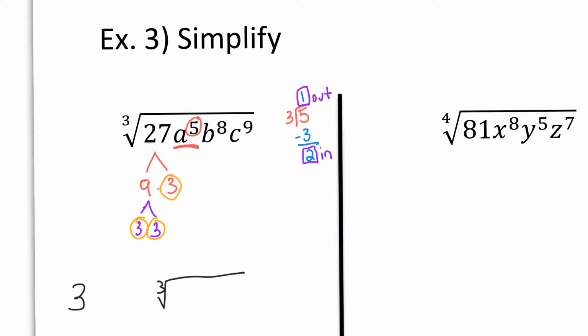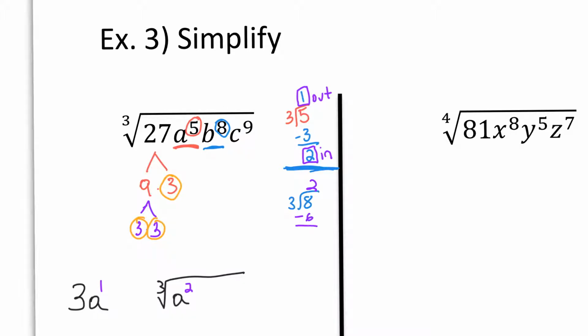So what do I mean? Here's an a outside, here's an a inside. The a outside is going to have an exponent of 1 because that's the top number, and the a inside is going to have an exponent of 2 because that's the remainder. So a to the first outside, a squared inside. Then you move on to the next one, b. b has an exponent of 8, so I'm going to do the little division here. 8 divided by 3. 3 goes into 8 two times.